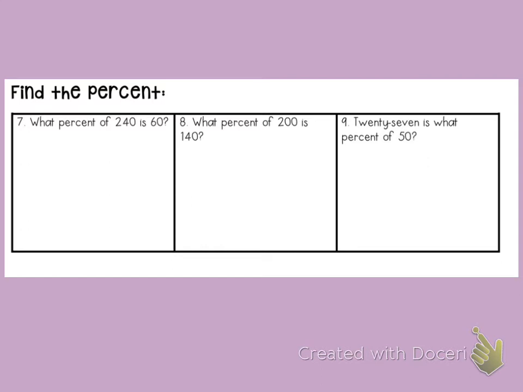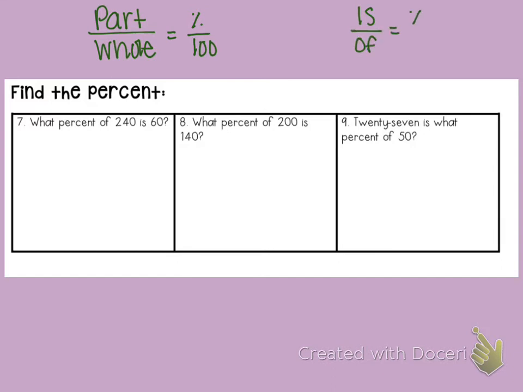So of course, again, we have part over whole equals percent over 100. And we have is over of, which equals percent over 100. Again, these mean the exact same thing. We just have different words for them. And here we are focusing on the percent. Okay, so that means we're given both the part and the whole, and we're just finding the percent.